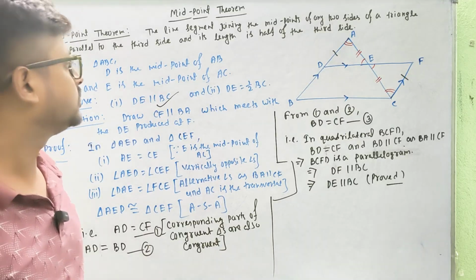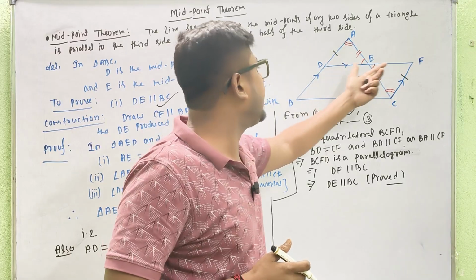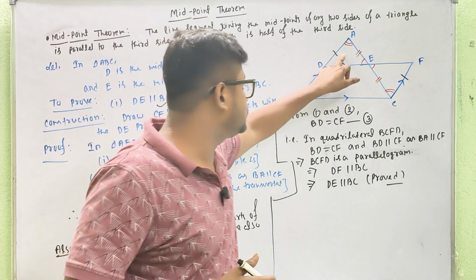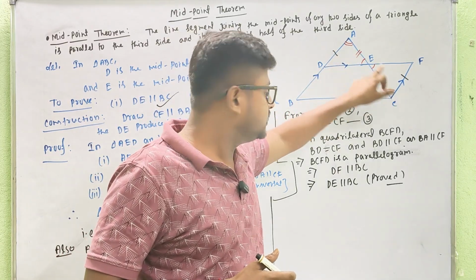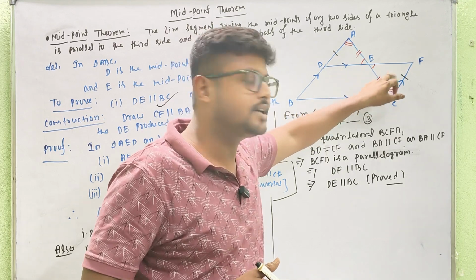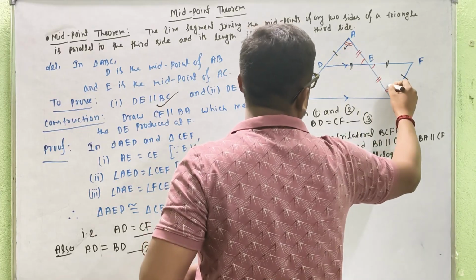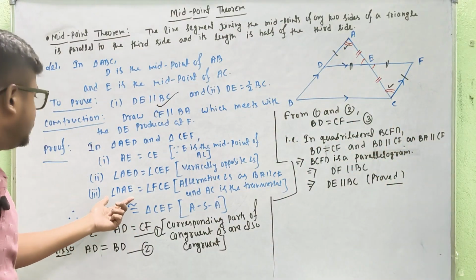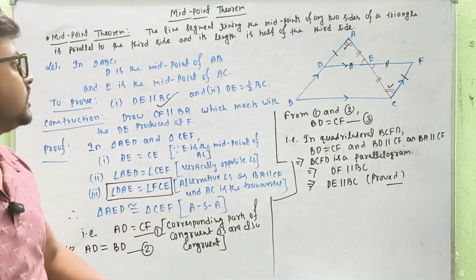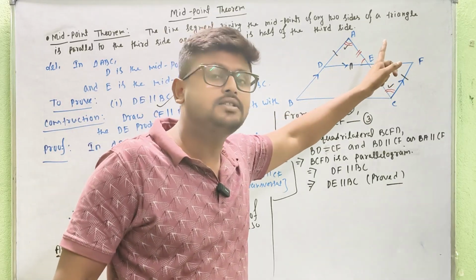Now the second condition. Clearly, DE and EF, these two sides are also equal. Why are they equal? Because these two triangles are congruent. Since these two triangles are congruent, these sides are equal. Why? Because angle DAE equals angle FCE. Since these angles are equal, their opposite sides are corresponding parts, and corresponding parts are equal.